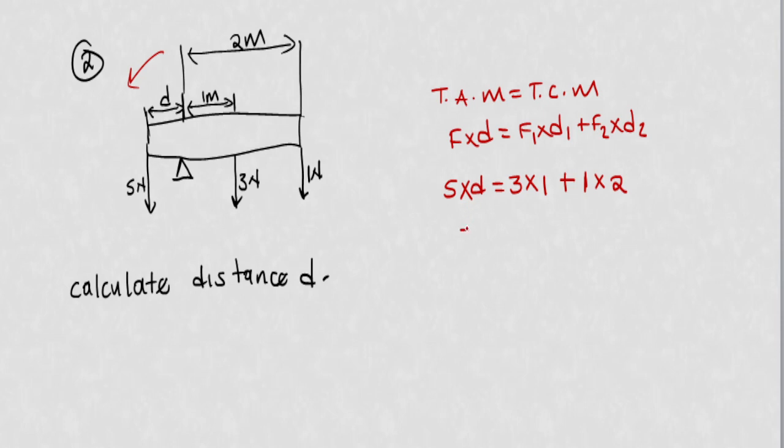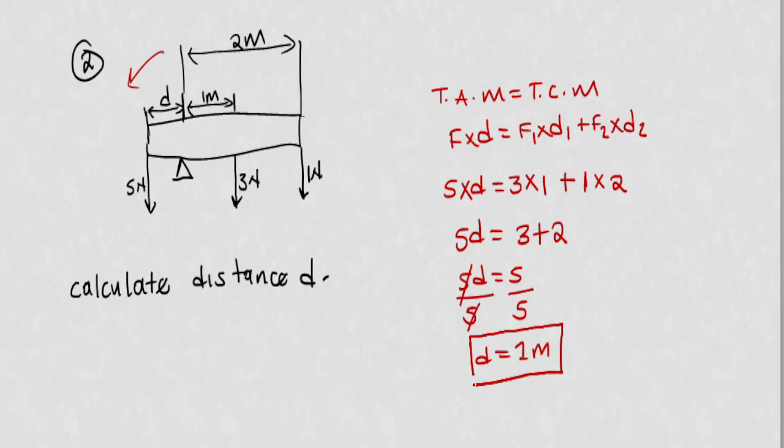So 5 times D gives us 5D. 3 times 1 is 3, 1 times 2 is 2. So this will be 5D equals 3 plus 2, that is 5. Divide both sides by 5, the 5 is gone. Then D will be equal to 5 over 5, which is 1. Since it is distance, the unit is meters. So that is how we can find that, and basically, that is how the principle of moment works.